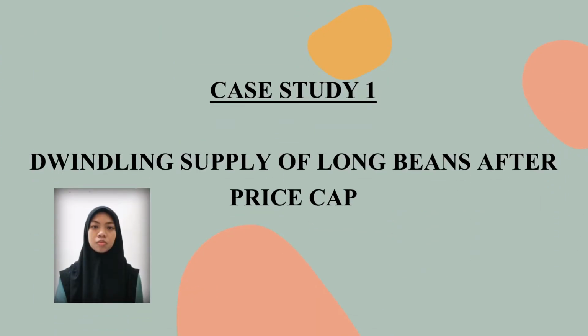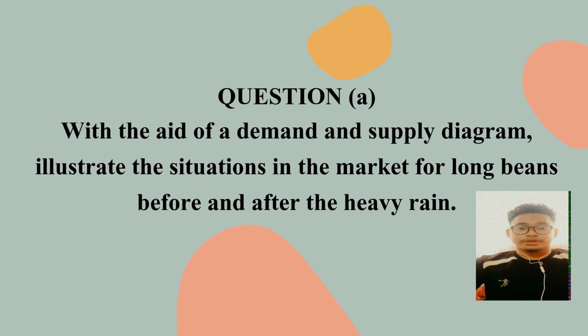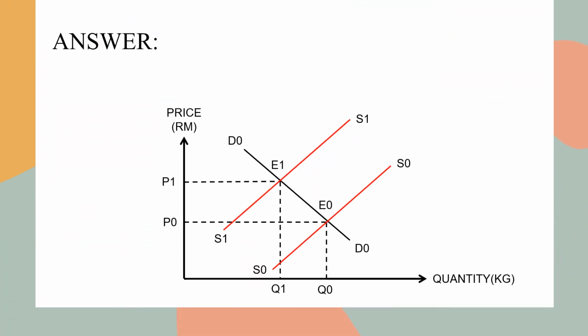Case study 1. Dwindling supply of long beans after the price cap. With the aid of a demand and supply diagram, illustrate the situation in the market for long beans before and after the heavy rain. This is the graph for this question.